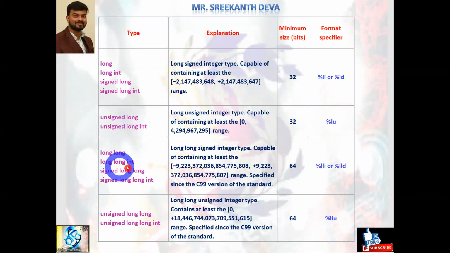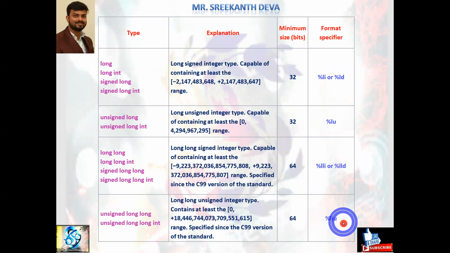Next, long long int, signed long long int. See, this is the range it is capable of containing. This is specified in the C99 version of the standards. It occupies what? 64 bits, 8 bytes of memory. The format specifier is percentile lli or percentile lld, represents what? Long long type. Unsigned long long integral type. So this is the range. It occupies what? 64 bits, 8 bytes of memory. Percentile llu represents what? Unsigned long long. U represents unsigned. LL represents what?